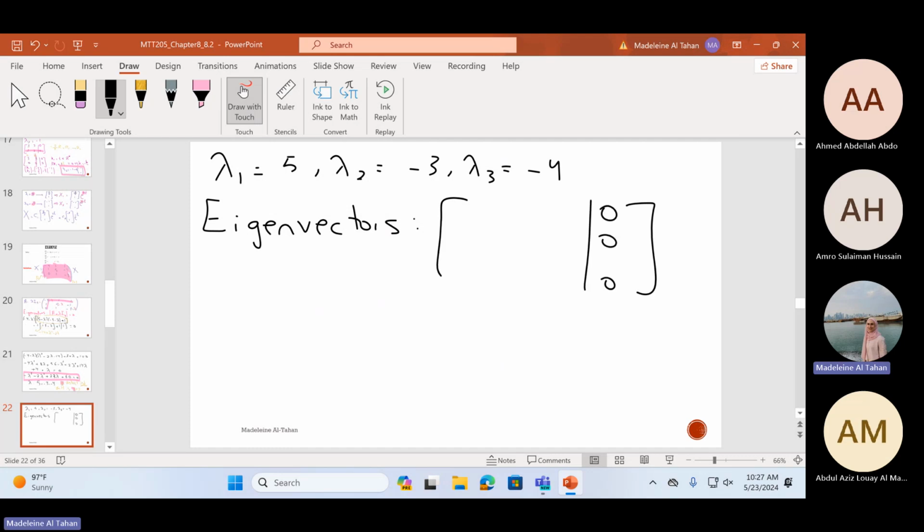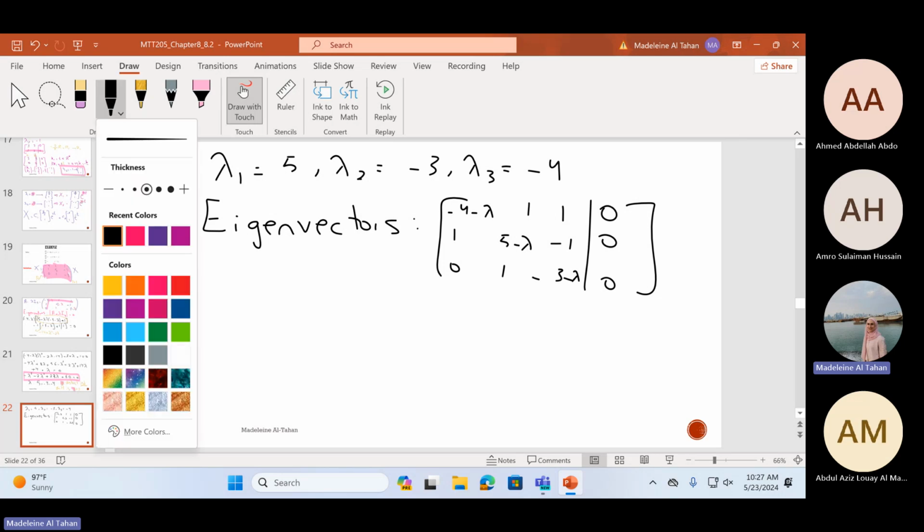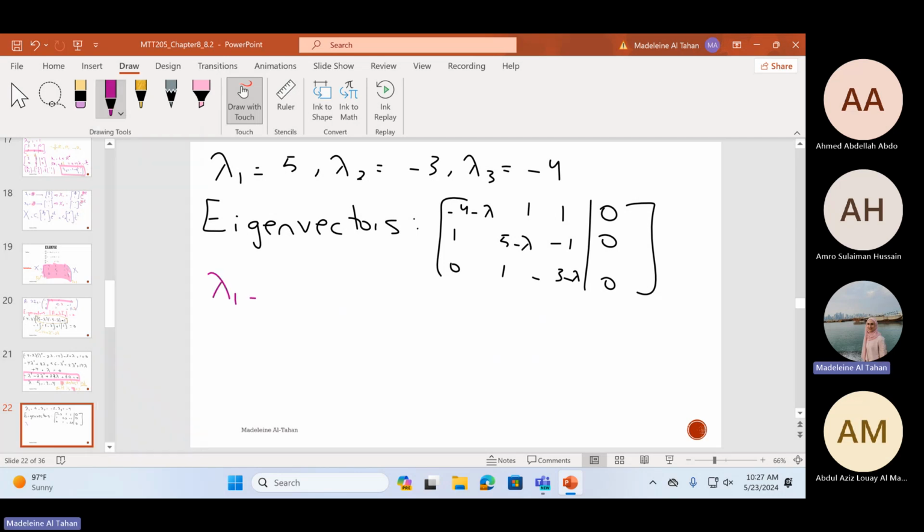How do we find the eigenvectors? We will copy the matrix again. Negative 4, negative lambda, 1, 1. Please make sure that I will copy it correctly, Miss. Yes. Now start with lambda 1 equal to 5. What will we get for the matrix? Minus 4, minus 5, minus 9, 1, 1, 1, 0. Negative 1, 0, 1, negative 3, negative 5.